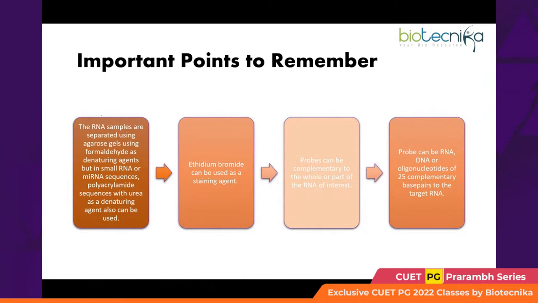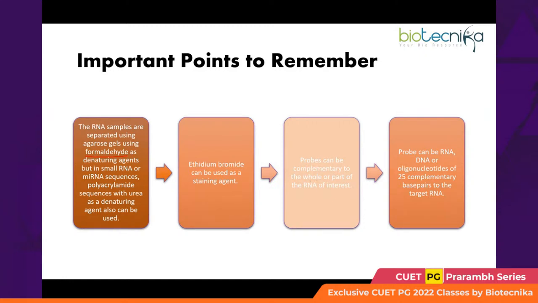So there are a few things to remember. The RNA samples are separated using agarose gel. We have already seen that when we are talking about separation of RNA by agarose gel, we have to use formaldehyde so that any secondary structure that might be present in the RNA can be resolved. Then ethidium bromide, or in the case of RNA, acridine orange can also be used.